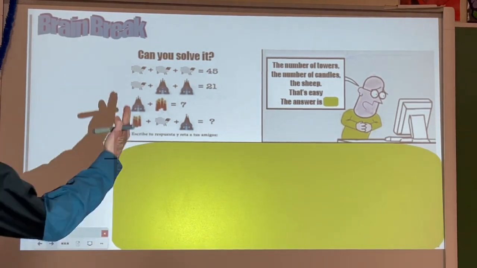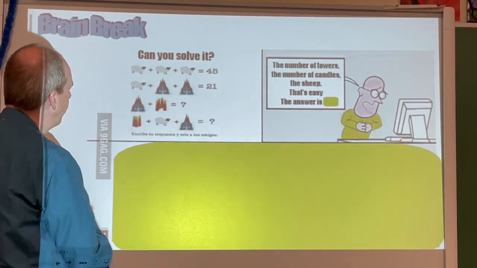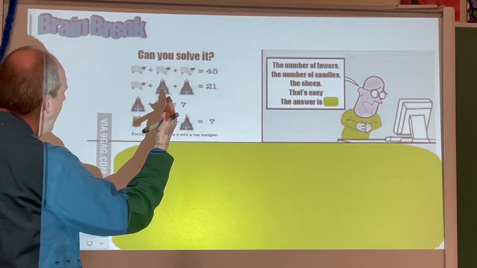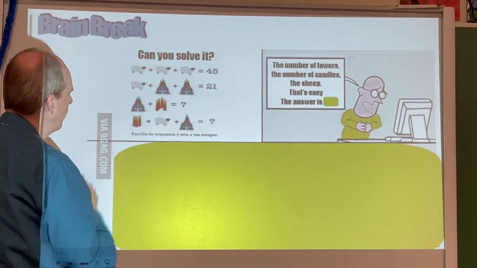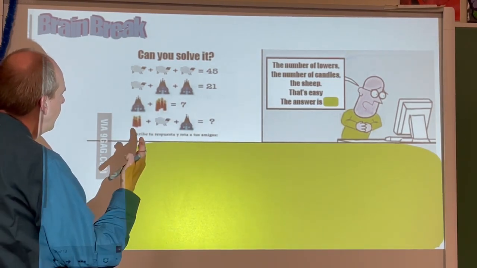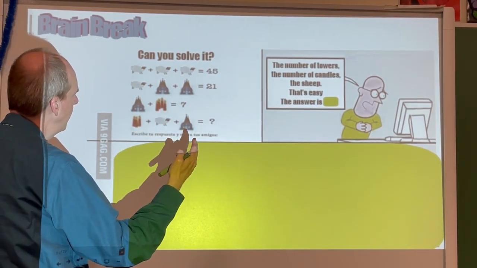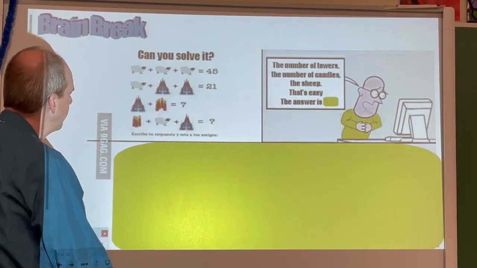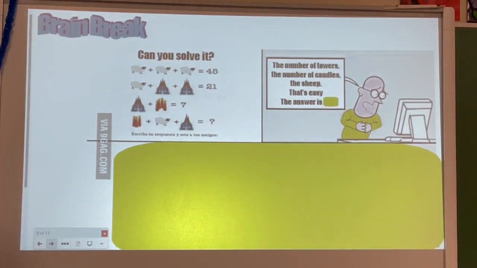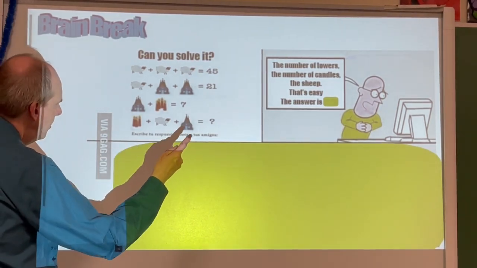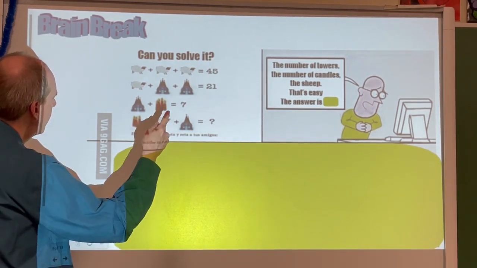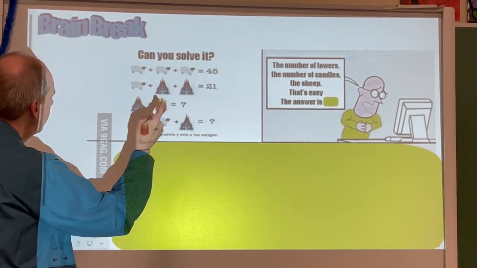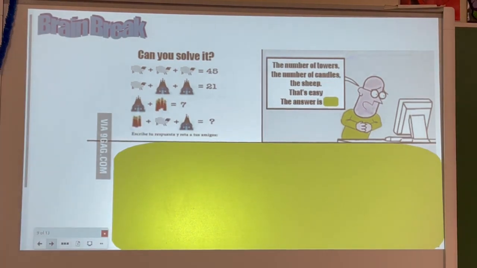All right, so we have sheep plus sheep plus sheep equals 45. We have sheep plus tower equals 21. We have tower plus candles equals 7. We have candles plus sheep plus tower equals question mark. Looks like we've got 2 towers here, 3 candles here, 4 candles here, 3 towers, 3 towers, 3 towers.